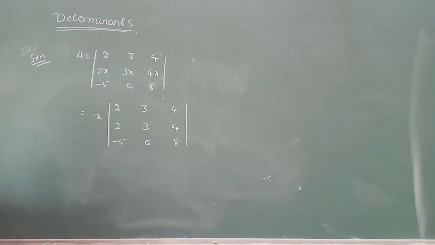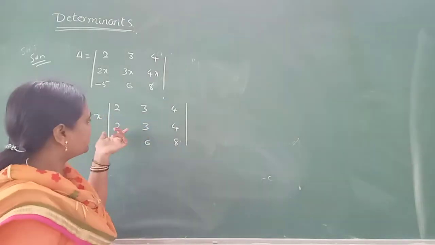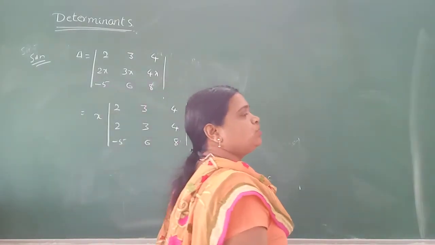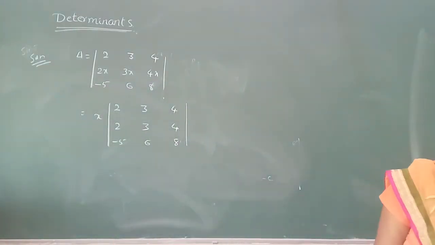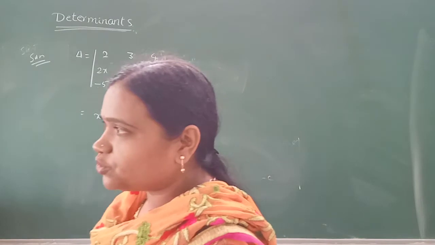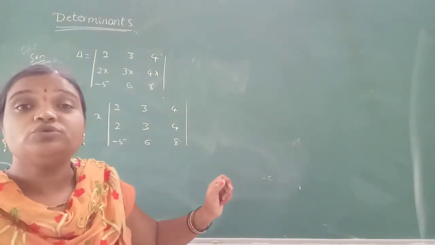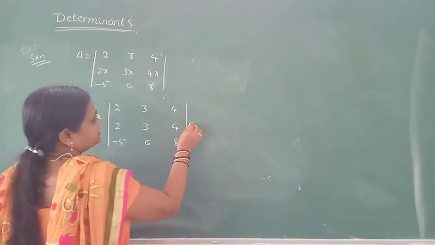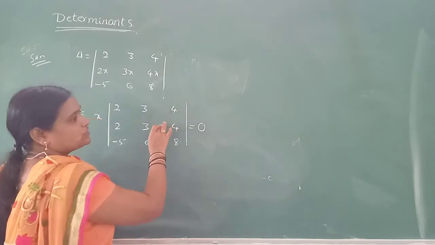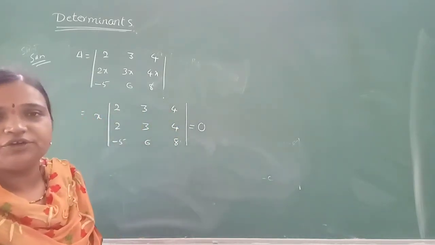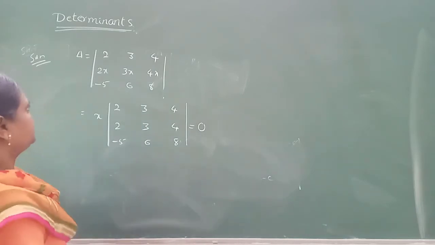Using the property, next, just concentrate. First row is 2, 3, 4, and the second row is also 2, 3, 4. We know that if any two rows or any two columns are similar, then the value of the determinant is equal to 0. Therefore, this is equal to 0 because two rows are similar. Do you understand? It is a simple example.